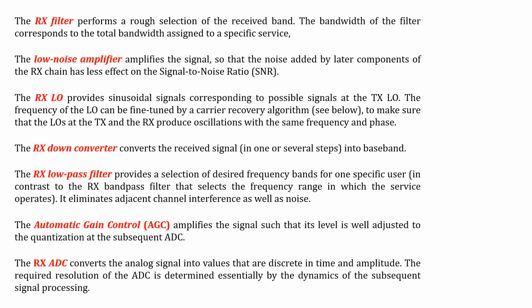The low noise amplifier is the second part, because our signal will be buried inside quite a lot of noise. In order to make this signal ready for further processing, we have to amplify it. Even before we start processing the signal, the low noise amplifier amplifies it, so that the noise added by later components of the receiver chain has less effect.